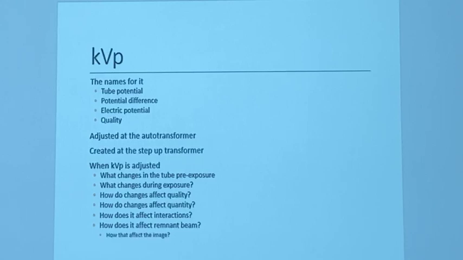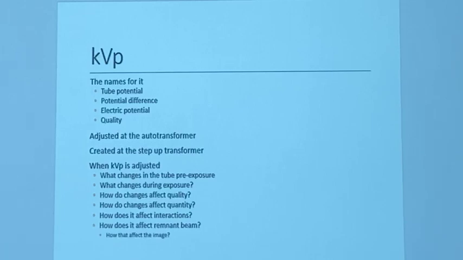So if we increase KVP, we increase quality. If we increase KVP, we also increase quantity. We talked about that a minute ago. We tend to lock into quality, and we tend to lock into quantity being only controlled by mass, but that's not true. KVP affects quality as well. It's direct, but it's exponential, right?